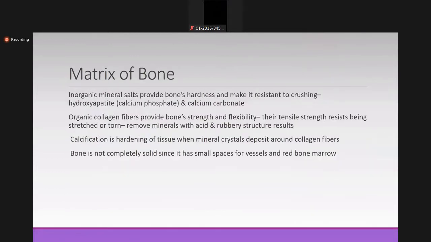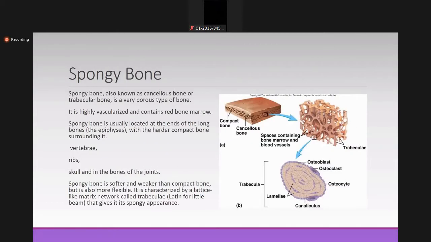Spongy bone, which is also known as cancellous or trabecular bone, is a highly porous type of bone, vascularized, and contains red bone marrow. Now, the spongy bone is usually located at the ends of the epiphysis, with the compact bone at the periphery. Other areas where we have the spongy bone are the vertebrae, the ribs, the skull, and the bones in the joints.